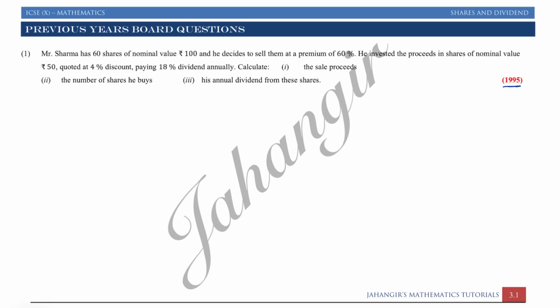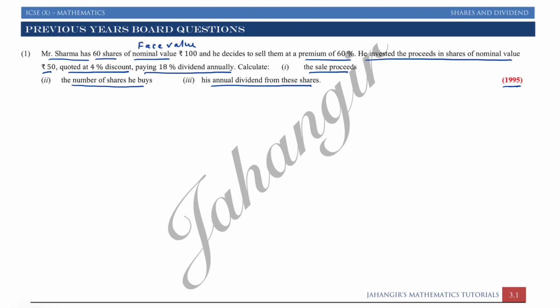First question of 1991 is: Mr. Sharma has 60 shares of nominal value. Nominal value is face value. You all know that face value of rupees 100, and he decides to sell them at a premium of 60%. He invested the proceeds in shares of nominal value rupees 50 quoted at 4% discount, paying 18% dividend annually. Calculate the sale proceeds, the number of shares he buys, and the annual dividend from these shares.